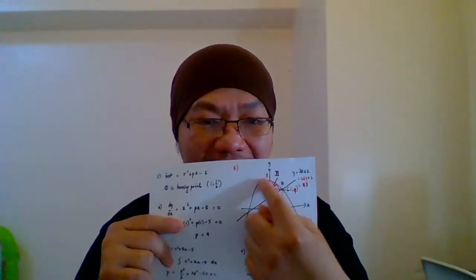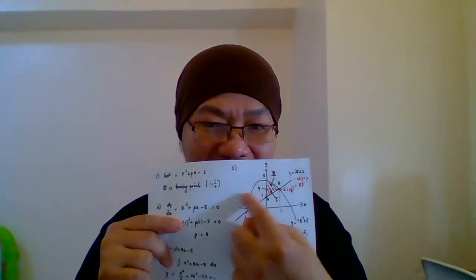Now look at 3C. Don't be shy, just write your answer here. It's okay to be wrong, we will rediscuss. Now question 3C, we are finding the volume of the shaded region when it rotates against the Y axis.